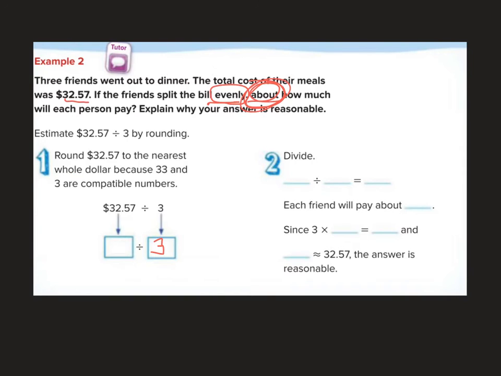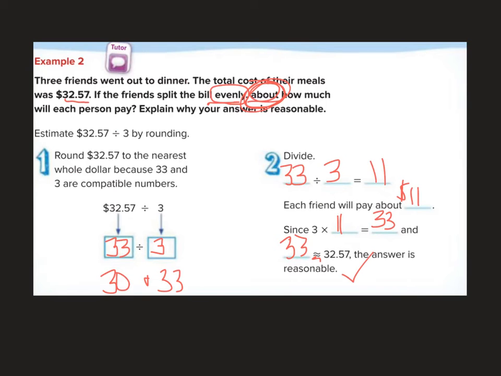Okay, and then if I count by 3s, I'm going to get to 30 and 33. The 32.57 is between 30 and 33, but it is much closer to 33. Okay, so I'm going to do 33 divided by 3, and that's going to get me 11. So each friend will pay about $11. Since 3 times 11 equals 33, and 33 is about 32.57, the answer is reasonable.